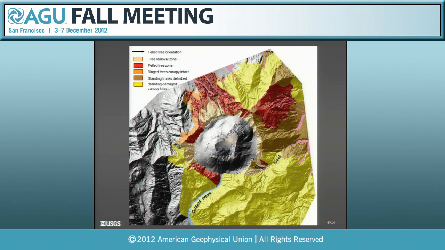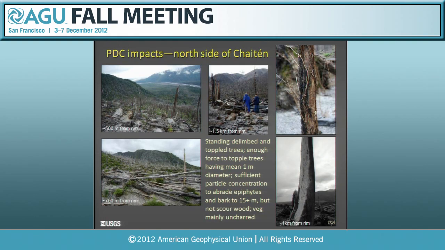The other one I'll call your attention to is this brown in here, and this is related to most of the trees still standing, but they've essentially been delimbed. So it's sort of like standing dead trunks. Now on the north side, this is just some of the impacts of the PDC on the vegetation. So we've got a lot of standing delimbed, a lot of toppled trees.